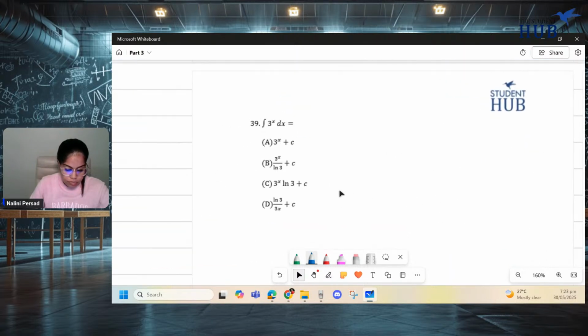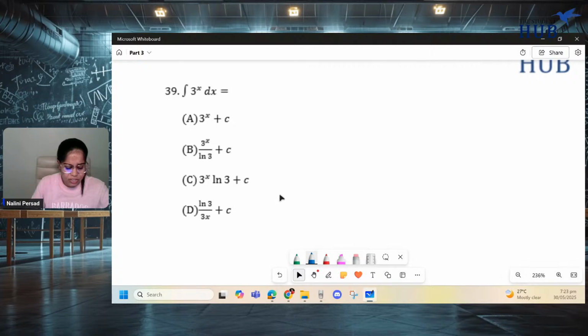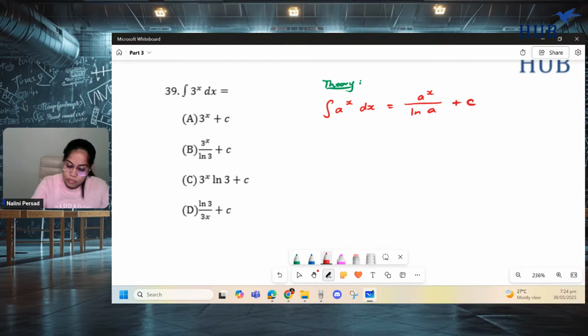Question 39. This is all special integrals. So this is a learn-off: if you integrate something in the form a to the power of x with respect to x, it's a to the x all over ln of a. So you can mark that down, learn it off. Integral of a to the x with respect to x is simply a to the x all over ln a plus c.